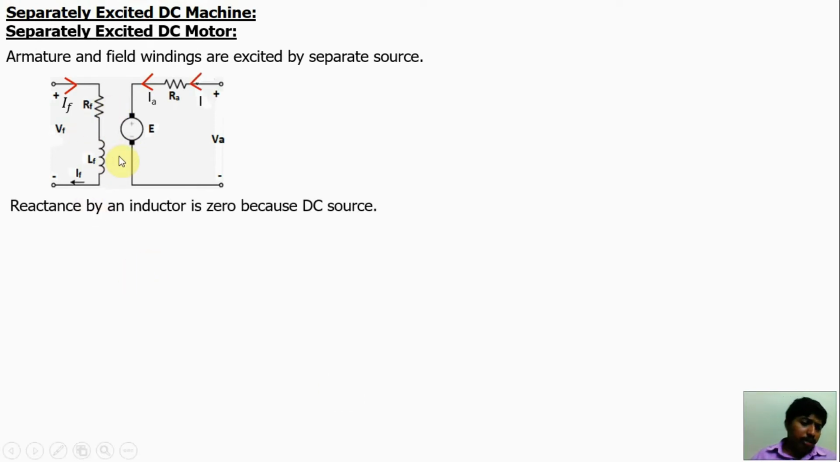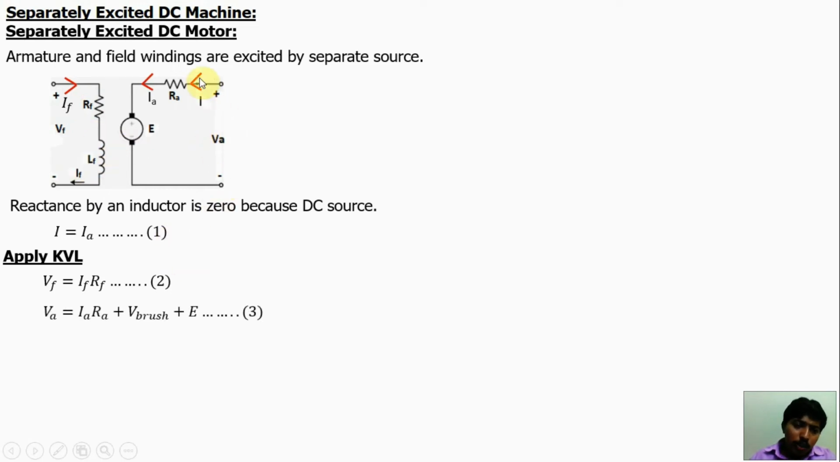The coils and field windings are represented by resistance and inductance, but here the inductive effect is zero, the reactance effect is zero, because it is a DC source. The inductance acts as a short circuit, so there is no need to draw the inductance here. Now here I is equal to Ia, these are in series. Apply voltage law here. VF is equal to IF RF. VA is equal to IaRa plus V brush plus E voltage.